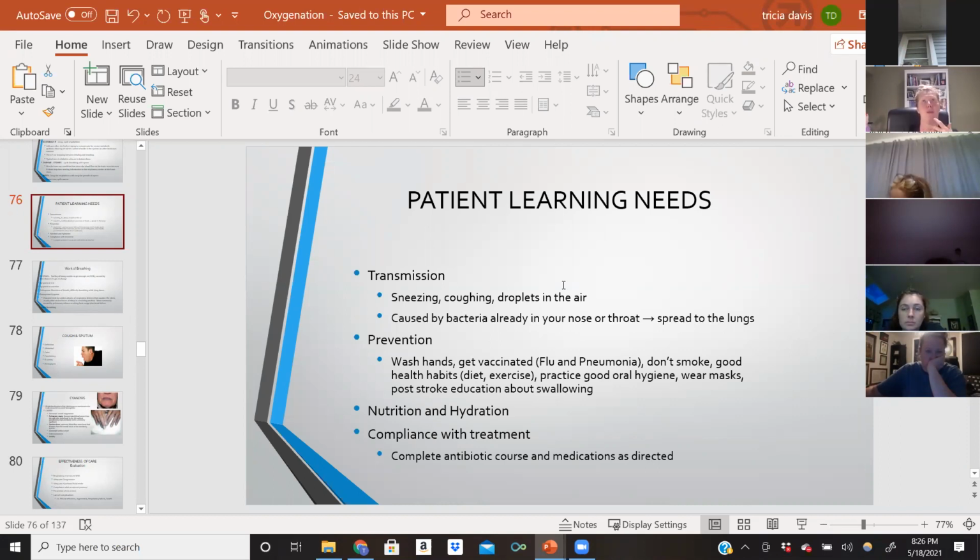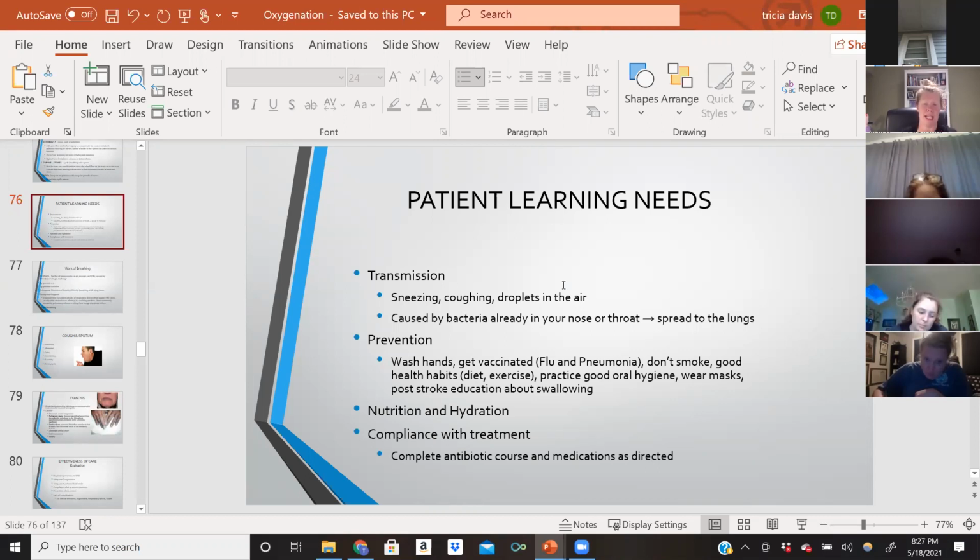If we want them to prevent something, we have to teach them how they are spreading it. So prevention: wash your hands, get vaccinated, get the flu and pneumonia vaccines, don't smoke cigarettes, have good healthy habits, have a good diet, exercise, practice good oral hygiene because the bacteria in your mouth can get into your lungs and cause pneumonia. Wear masks, and then post-stroke education. That's really important for our patients that had strokes because sometimes they have issues swallowing and they can aspirate and get aspiration pneumonia. We see that all the time in patients that have had strokes.